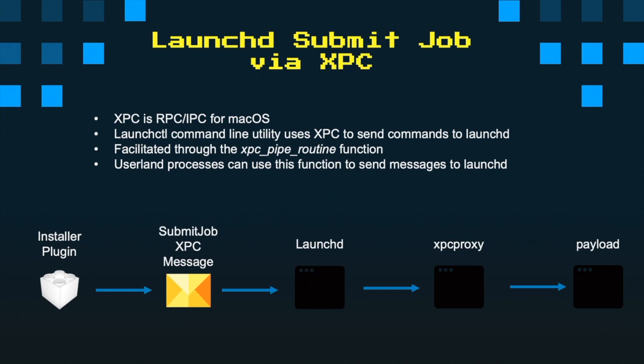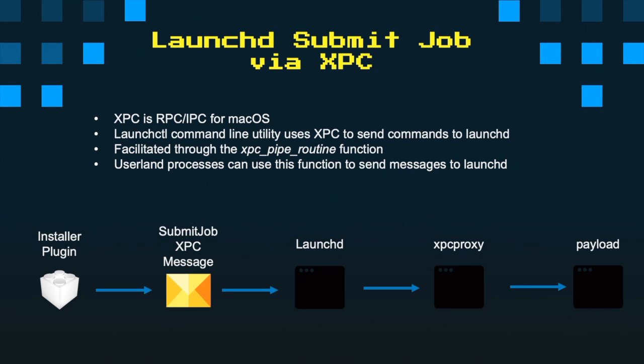And so as an attacker, we can use the same functionality to send XPC messages to launchd and submit a job. And so a job is basically a temporary launch daemon or launch agent on macOS. And so we can use a special function called xpc_pipe_routine to send a message to launchd and start that job. And what's really cool about this is that basically any process in userland can do this. You don't have to be signed or entitled. You can just send messages to launchd and start a new job.